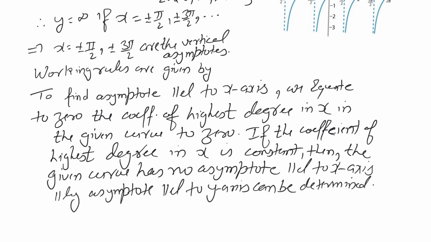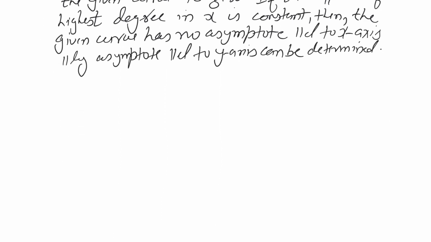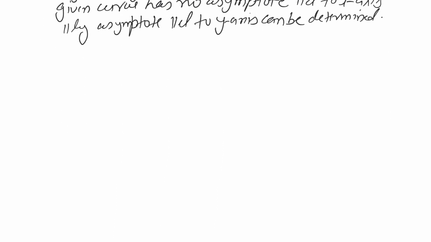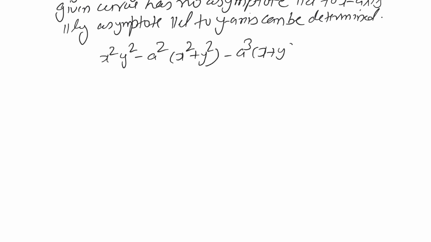Now let us understand these rules through an example. Find the asymptote of the curve, and the equation of the curve is x square y square minus a square x square plus y square minus a cube x plus y plus a4 is equal to 0. Now this is a curve of degree 4. It is 2 degree in x, 2 degree in y, so total degree is 4. So this is a curve of degree 4.